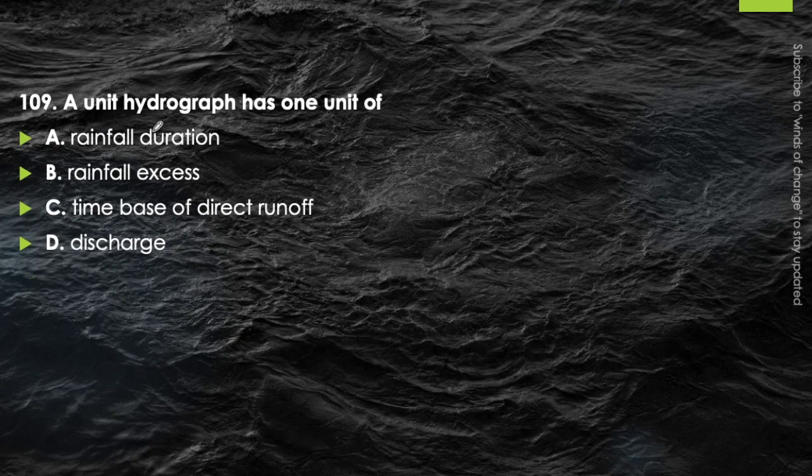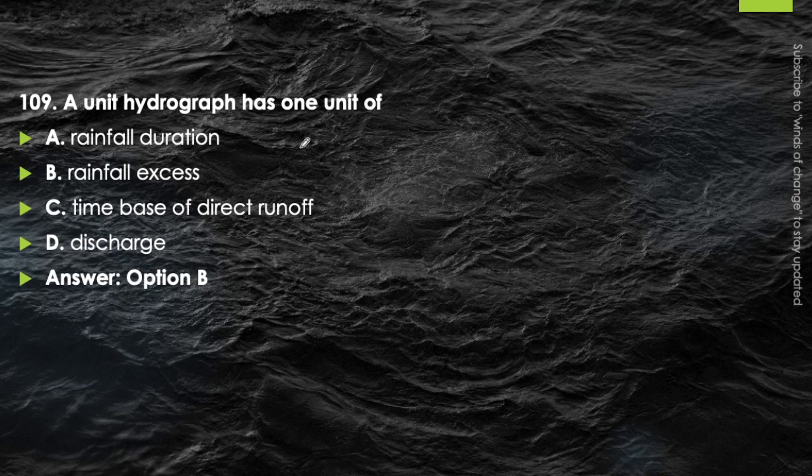Next question. A unit hydrograph has one unit of rainfall duration, rainfall excess, time base of direct runoff, or discharge. Just think about it, very easy question. A unit hydrograph has one unit of the rainfall excess. Okay, option B will be the correct answer. Very easy question. A rainfall excess of 1 centimeter will be called a unit hydrograph.